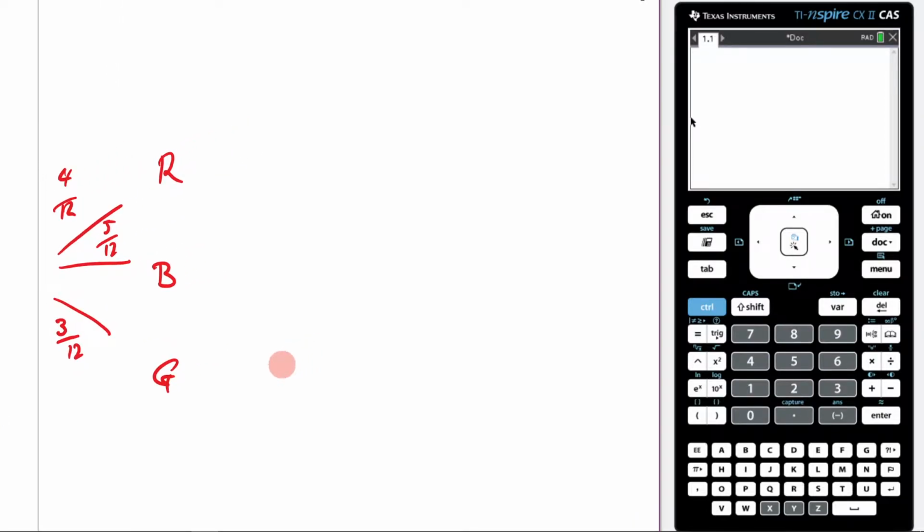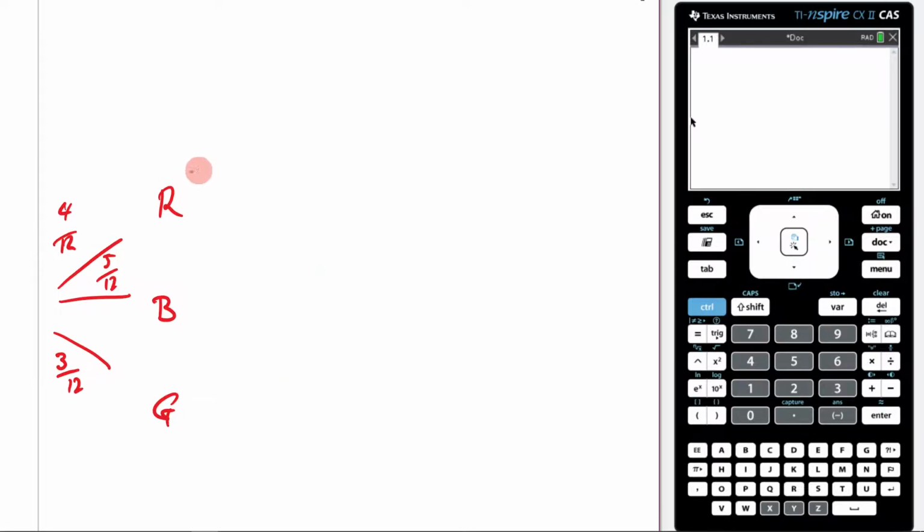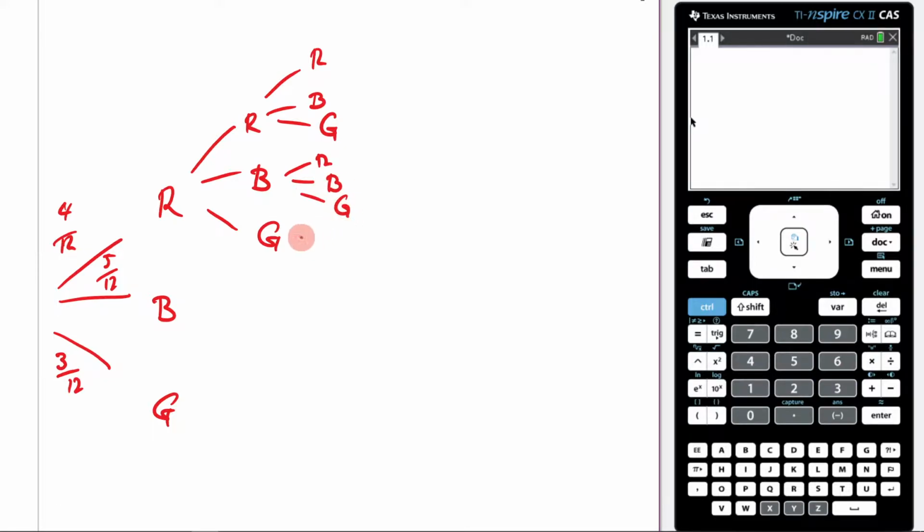Let's just consider one branch, and that will give us an idea of what's happening with the rest of them as well. So we're going red, blue, green, and then red, blue, green, red, blue, green, red, blue, green. You can understand why I didn't want to do this for the whole thing. We would have been here forever.